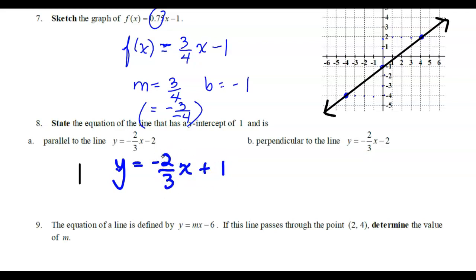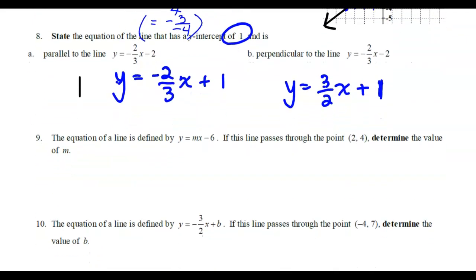Perpendicular to this line, who can tell me what the slope perpendicular to -2/3 is? Okay, hands up. Yes, 3/2. So y equals 3/2x plus 1. You don't keep the same y-intercept because it told you what your new y-intercept is.